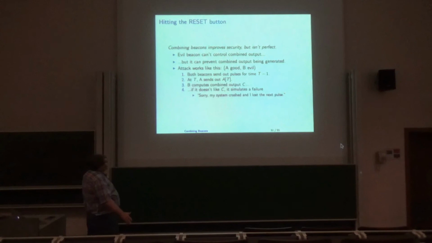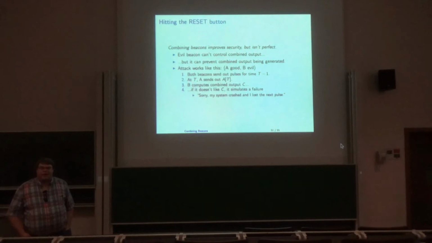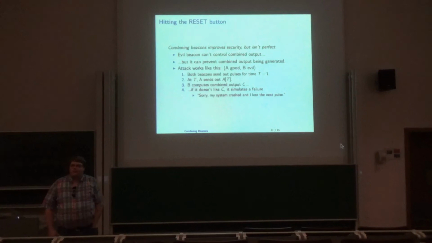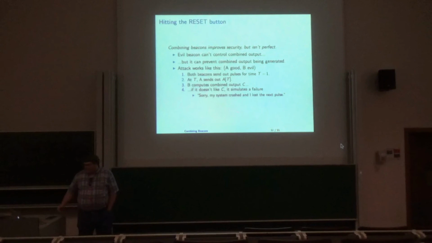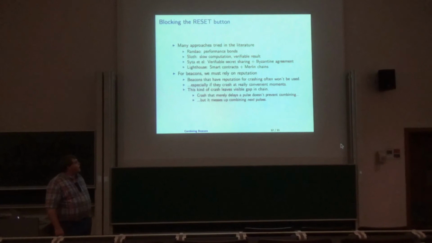So as long as the evil beacon can simulate a failure, it can abandon the protocol. This gives an evil beacon a little bit of control. They can't control bits, they can't control a lot. What they can do is hit the reset button and say, I don't want this next random number. Okay, so how do you solve that? Well, there's not a good solution in our setup right now. The solution that we have is that the beacons want to keep a reputation for reliability. It's not going to work well for a beacon, as far as its reputation, if it crashes every week or every other day. Right?